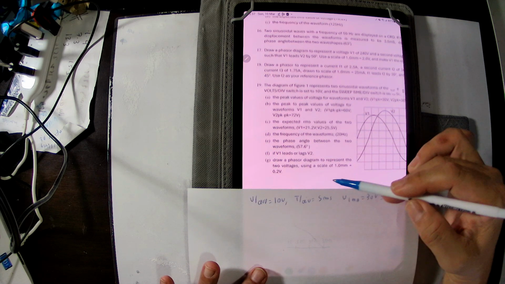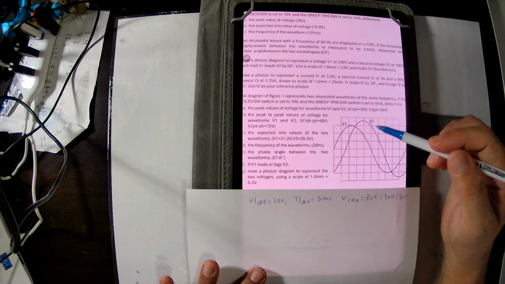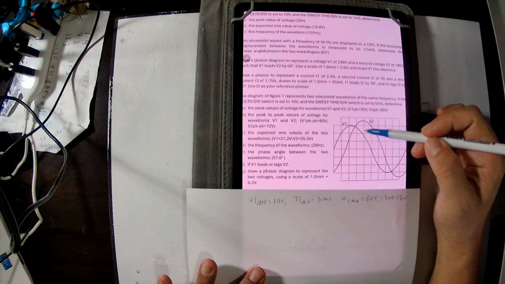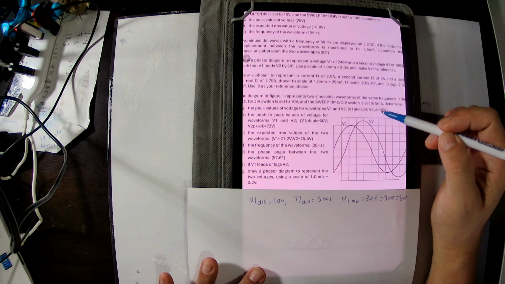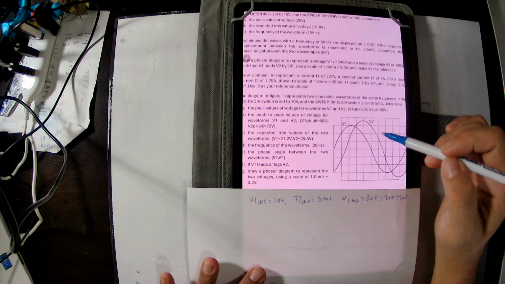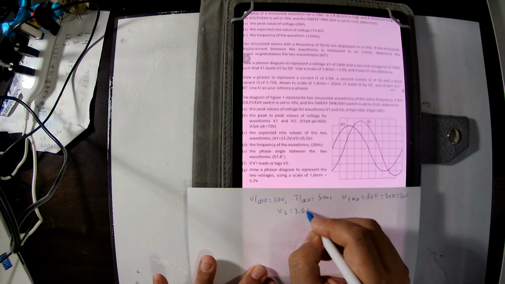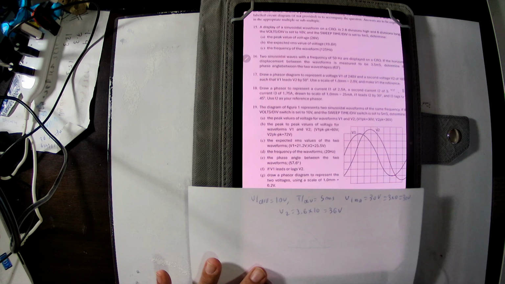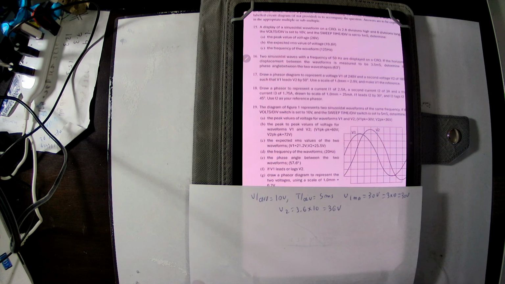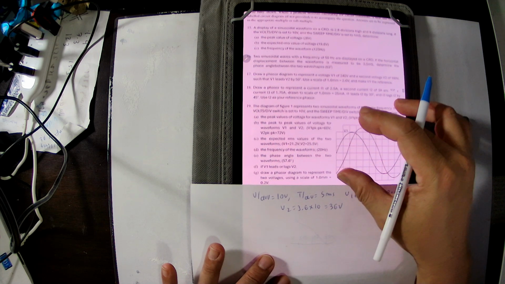V1 is 30 volt. V2, how many divisions? 1, 2, 3, so that will be around 3.6 divisions. So this is V2, 3.6 multiplied by 10 volt per division, that will be 36 volt. V1 is 30 volt, V2 is 36 volt. Therefore, we can calculate the V maximum and V1 peak to peak.